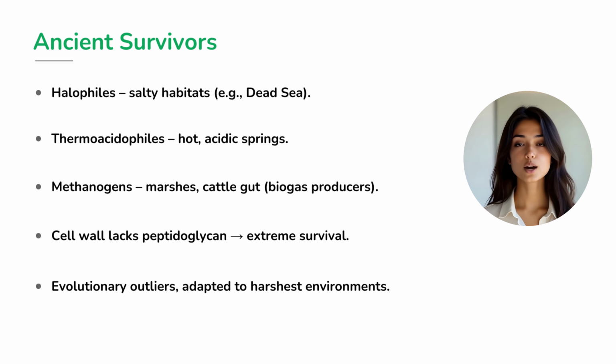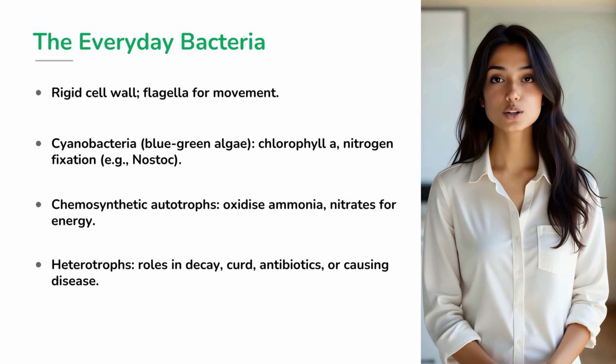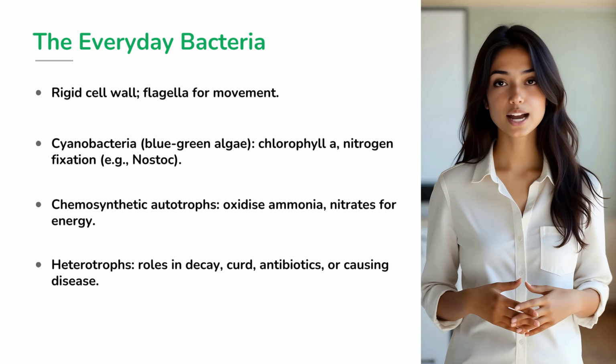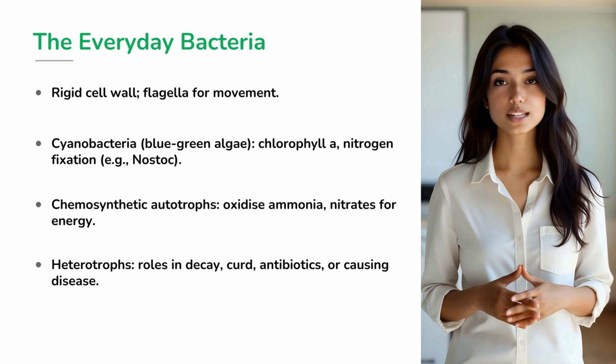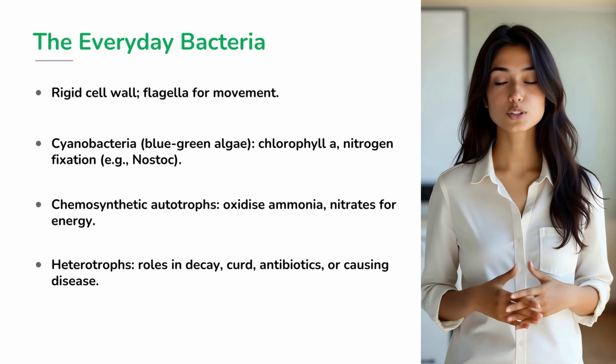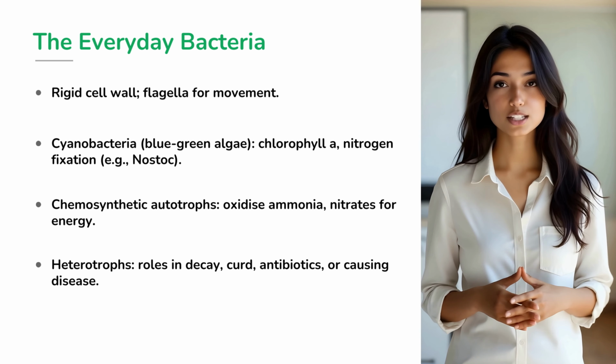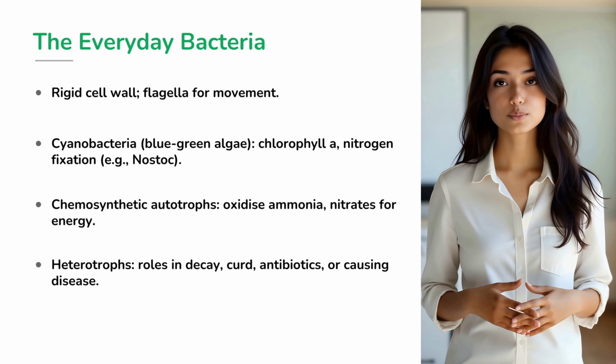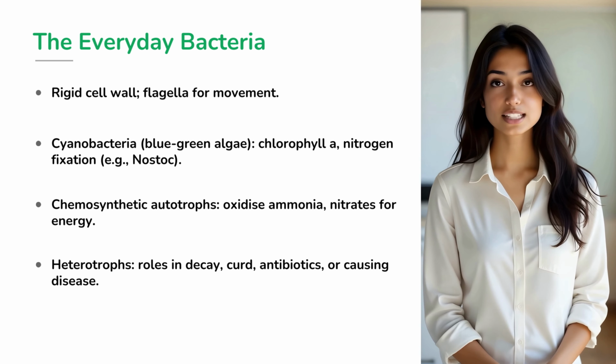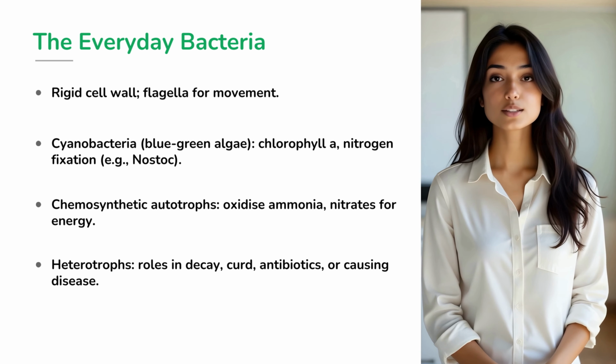What's special about Archaebacteria? Their cell walls lack peptidoglycan, allowing them to survive in conditions that would destroy most other cells. This adaptation makes them evolutionary outliers. Next, we turn to Eubacteria, often referred to as true bacteria. They have a rigid cell wall, and many possess flagella for movement. One important subgroup is cyanobacteria, also called blue-green algae. They're photosynthetic and contain chlorophyll a, just like plants.